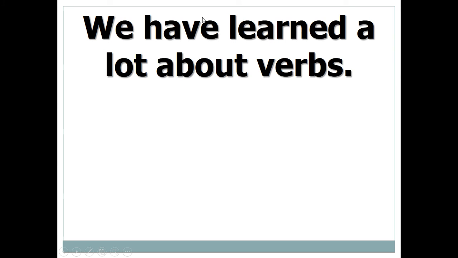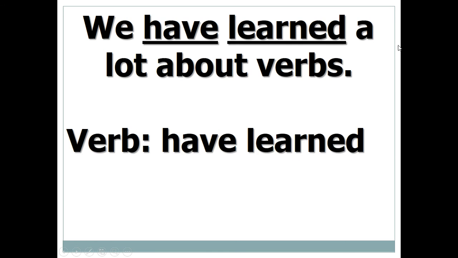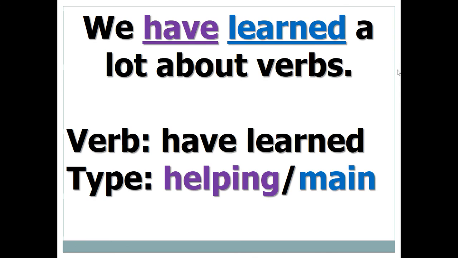Does it sound like there might be some sort of helping verb in here? I think so. So if I ask you what is the main verb in this sentence, I hope you would say have learned. Have learned is my verb phrase. So that means one of them is a helping verb, one of them is the main verb. Which one's which? Okay, the word have is my helping verb, and then the word learned is the main verb.